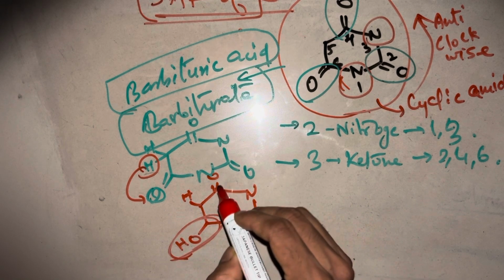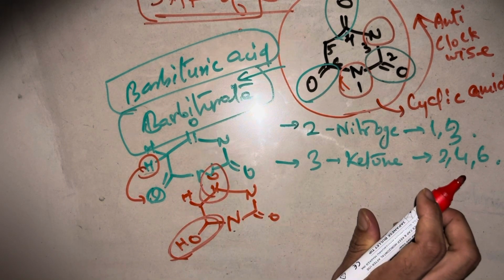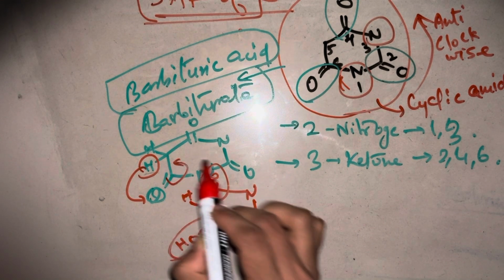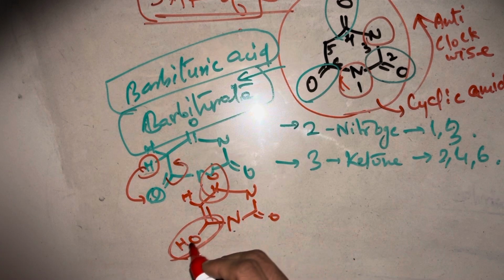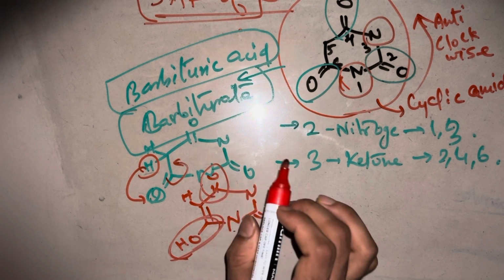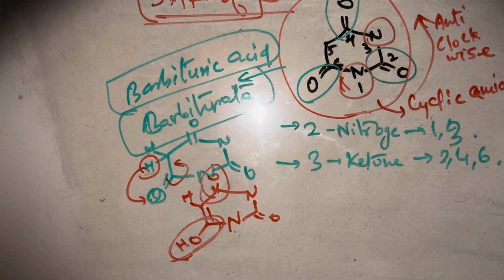So one OH will be there, and C double bond O will also be there. Okay. So this double bond will be going there. So here there will be two double bonds, one OH and one double bond O like this. Because of this, it is called barbituric acid.